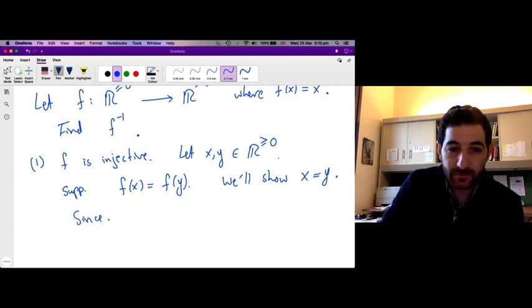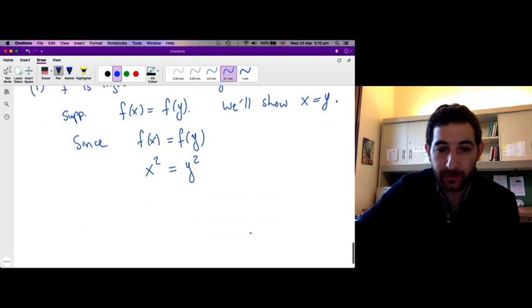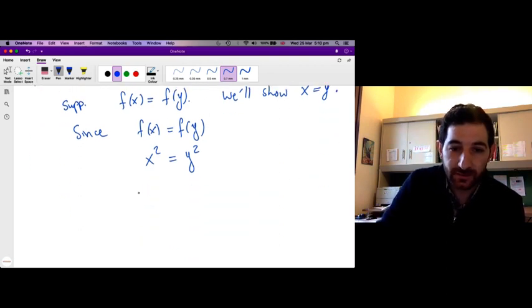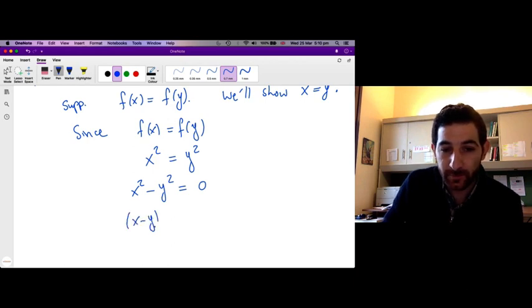Okay, so since f of x is equal to f of y, we get that, what is f of x? It's x squared is equal to y squared. Now we manipulate this equation by subtracting y squared from both sides, so x squared minus y squared is equal to 0, and this is the difference between two squares, so this is x minus y.